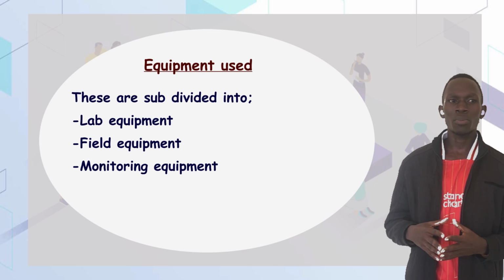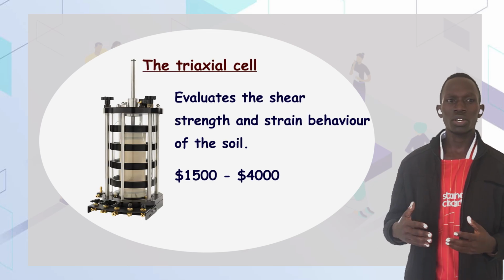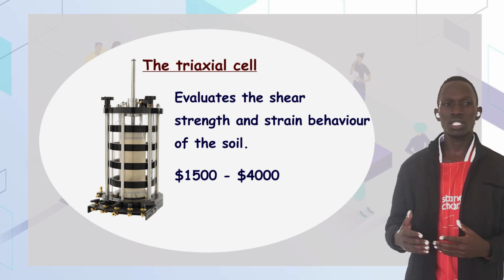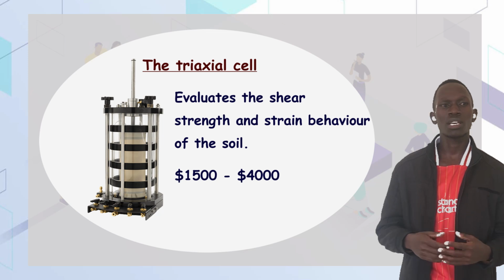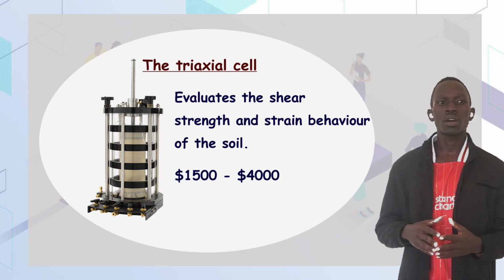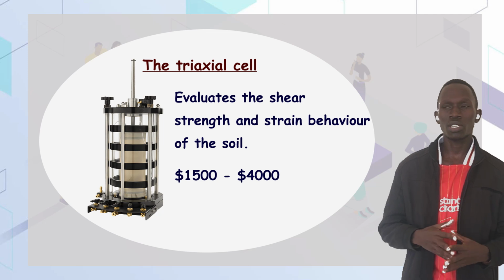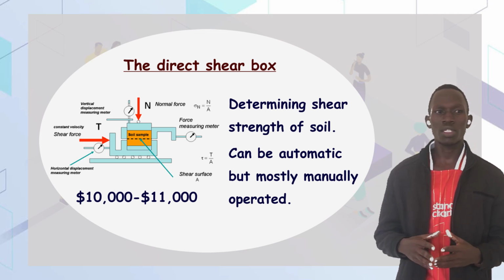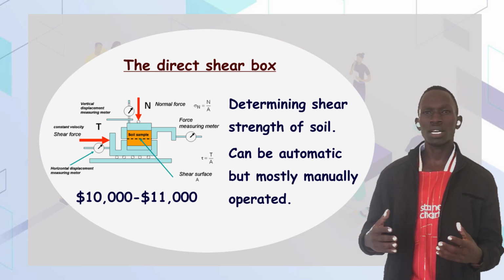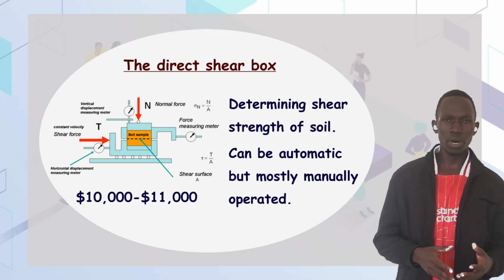Some of the laboratory equipment we have: the triaxial cell, designed to evaluate the shear strength and stress-strain behavior of soil specimens. The average cost is around 1,500 US dollars to 24,000 US dollars. Next is the direct shear machine, designed to measure the shear strength of soil samples. The test machines can be automated or manually operated.